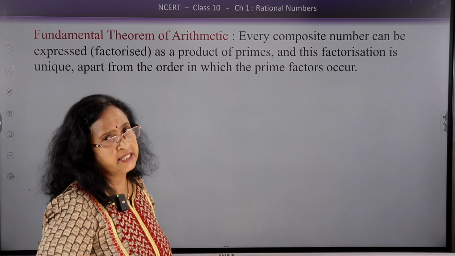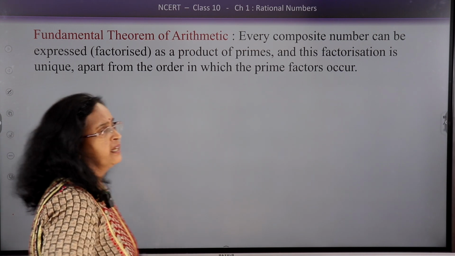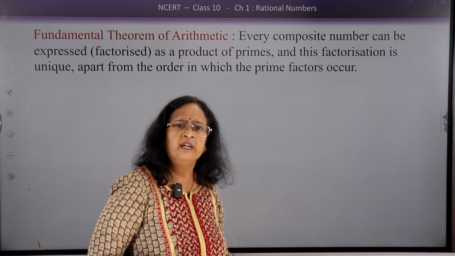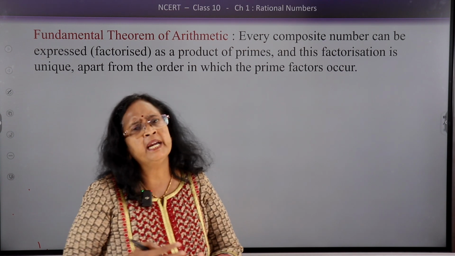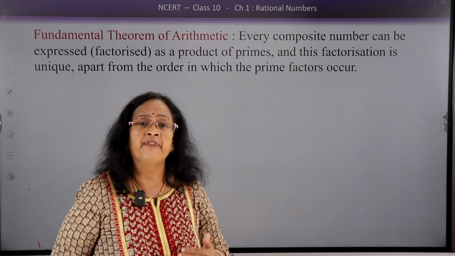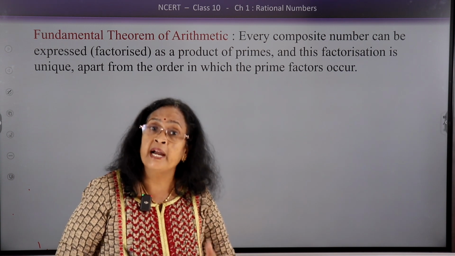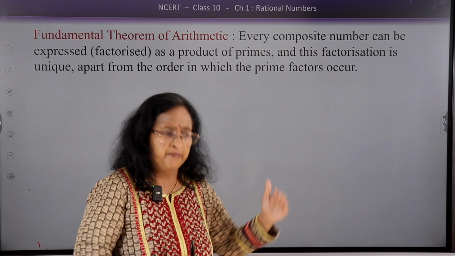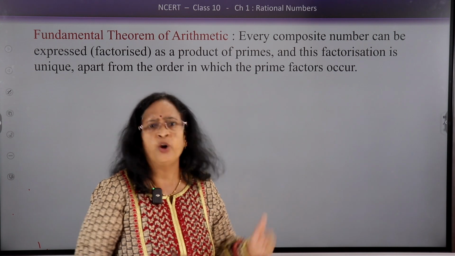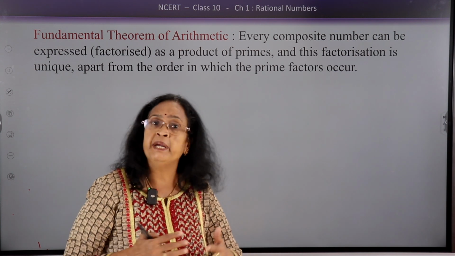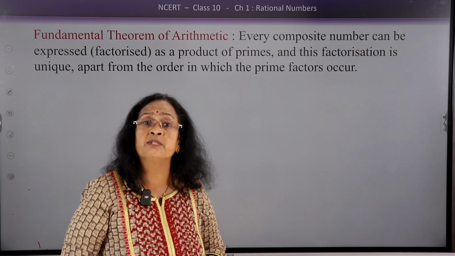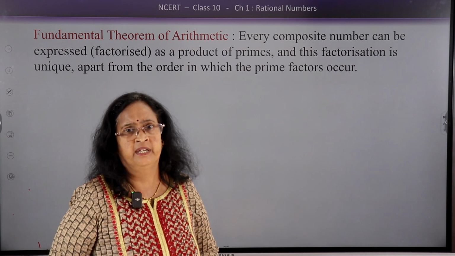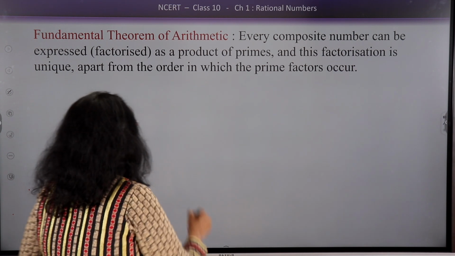And this factorization is unique. Why is it unique? Because it may be in any order and the factors are only prime numbers. The prime factors may not be in increasing order. They can be in any order. That is why it is unique. All right. Let me give you an example.